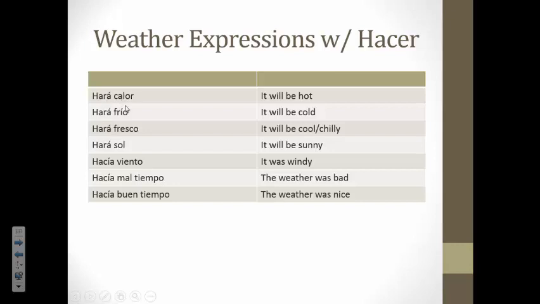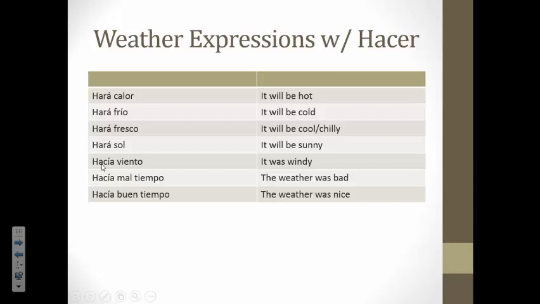Okay, so if you say hará calor, it will be hot. It'll be hará calor mañana. It'll be hot tomorrow. You can do the same thing with any of these expressions when you want to put them in the past. To say, oh my gosh, it was hot yesterday, or it was windy, etc., you need to change the form of hacer to the imperfect and say, hacía viento, it was windy yesterday. Hacía mal tiempo, the weather was poor last week. Or hacía buen tiempo, the weather was so nice.